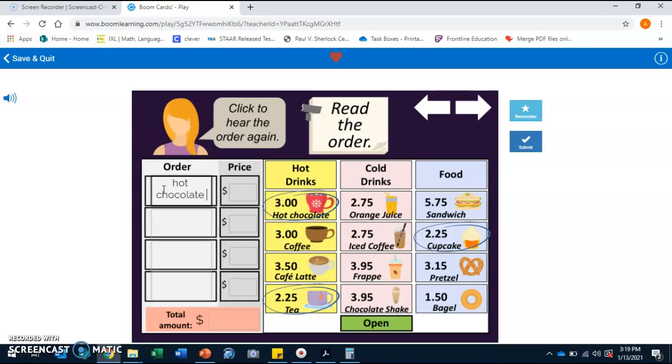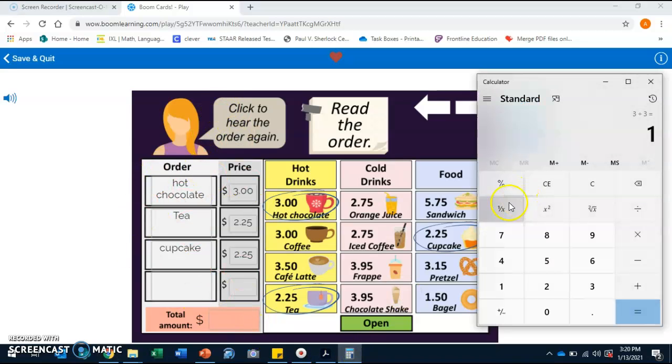So she wanted a hot chocolate, and the hot chocolate is $3. The next one is she wanted a cup of tea, and it was $2.25. And our next order is a cupcake, and it was also $2.25. And now they want you to find out the total amount for the order. So you would get your calculator and you would add the prices right here.